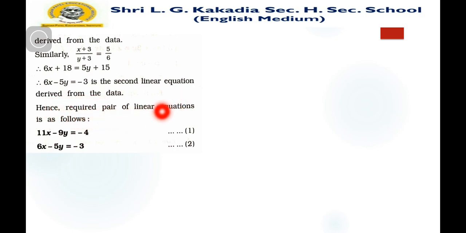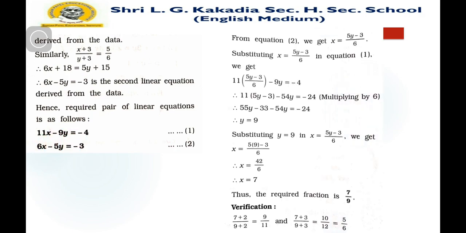Hence, the required pair of linear equations is given here: 11x minus 9y is equal to minus 4 and 6x minus 5y is equal to minus 3, as equation number 1 and equation number 2. Now we want to find the solution for x and y, meaning the numerator and denominator of the fraction. So we take equation number 2 and find the value of x from it, and we substitute it in equation number 1. From equation number 2 we get x is equal to (5y minus 3) upon 6.